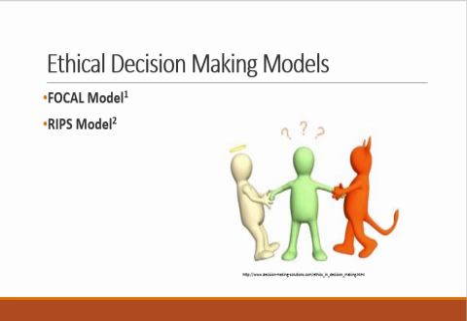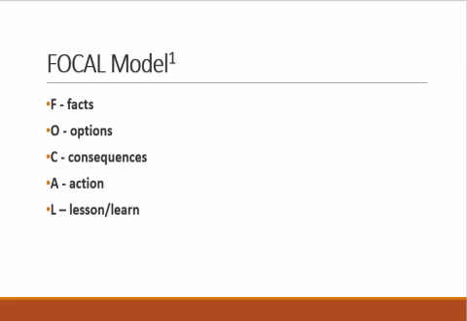All right, there's two ethical decision-making models we're going to talk about today, the FOCAL and the RIPS. Most of today will be focused on the RIPS model. There are numerous models that you can use for ethical decision-making, and many apply to different fields of study. The RIPS model was developed to address shortcomings in other models, but remember though that with any model there will be some weaknesses. All right, the FOCAL model: facts, options, consequences, actions, and lessons learned.